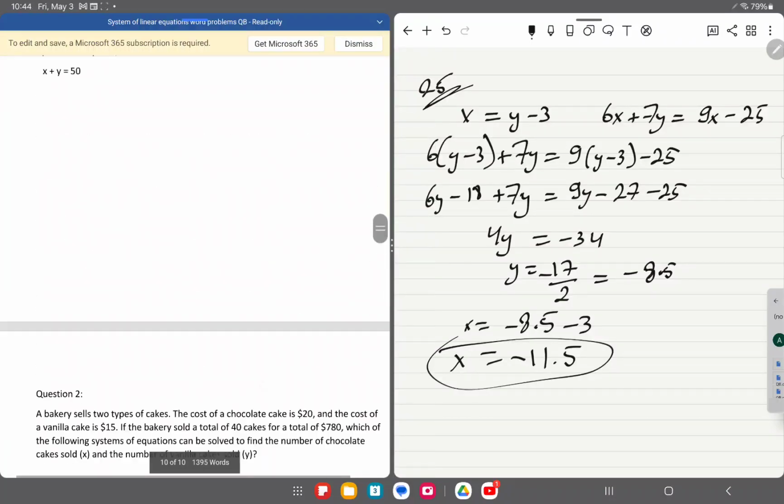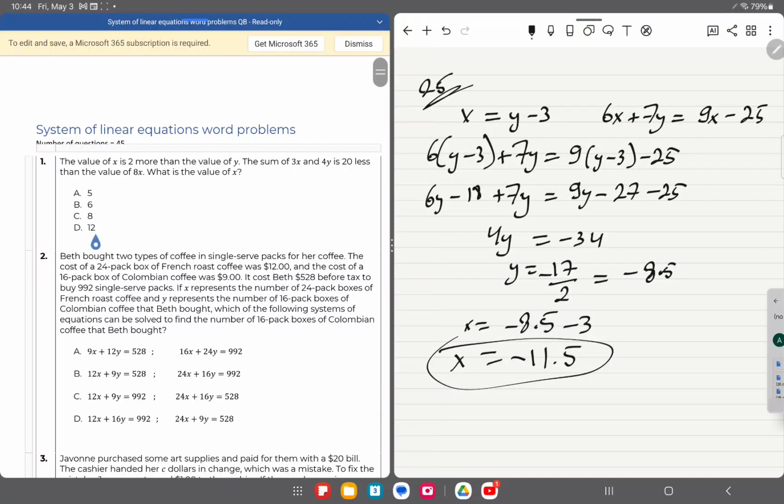Okay, so this is the word problem. Solving the system of linear equations word problem.